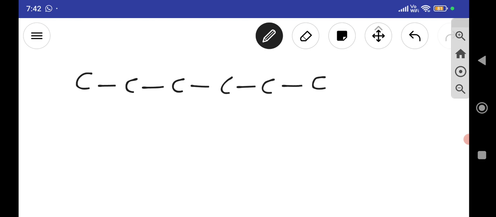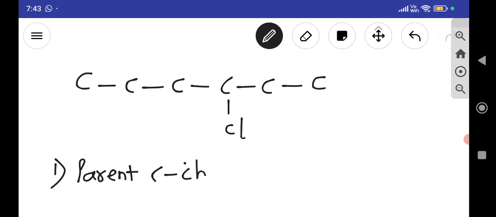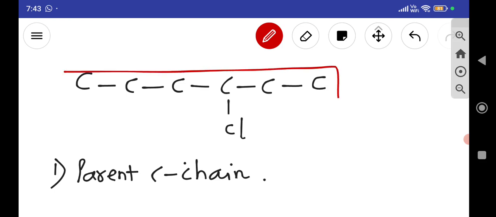If you are taking some examples, you take 1, 2, 3, 4, 5, 6 carbons and mention Cl here. The first and foremost thing is you need to select the parent carbon chain, and that should be the longest one. So in this condition you can take, so here you will get the longest carbon chain. Some other examples also we can discuss.